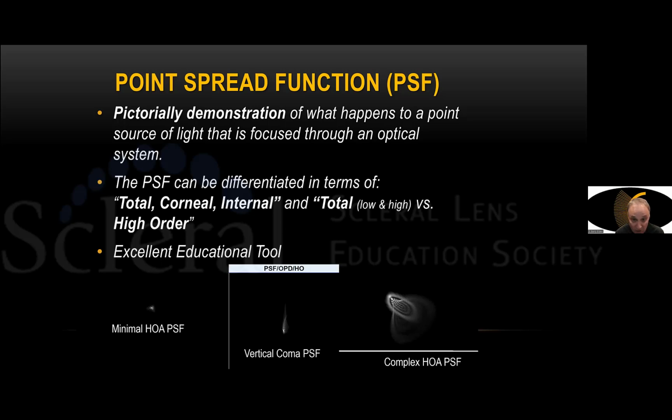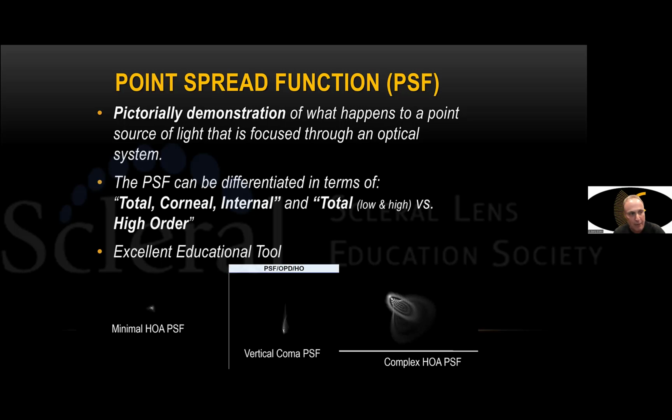The middle one is showing vertical coma high order aberrations. And then the one on the right is a complex of a variety of high order aberrations influencing the image of the point spread function. So once again, we use this all the time in terms of education for our patients, but I also look at these results that come out on our aberrometry displays to give me a very quick look at what's happening.